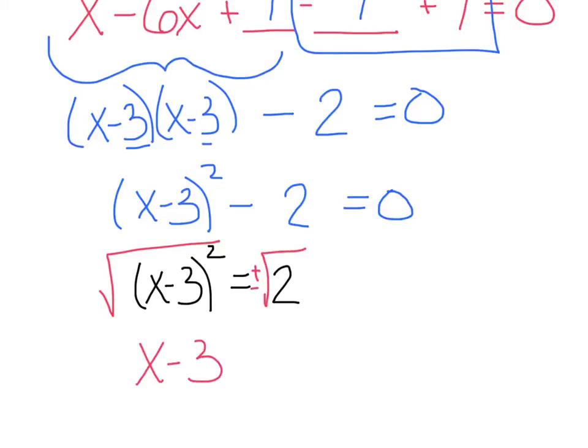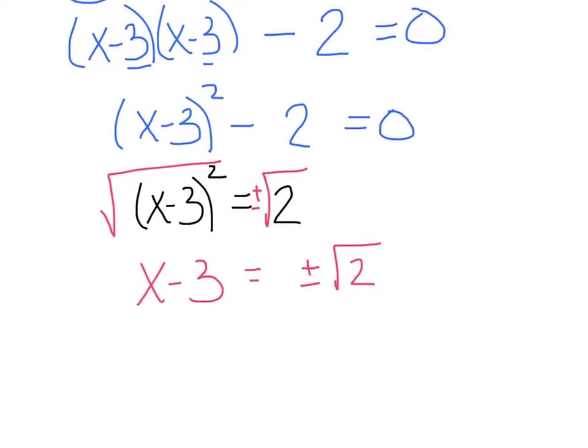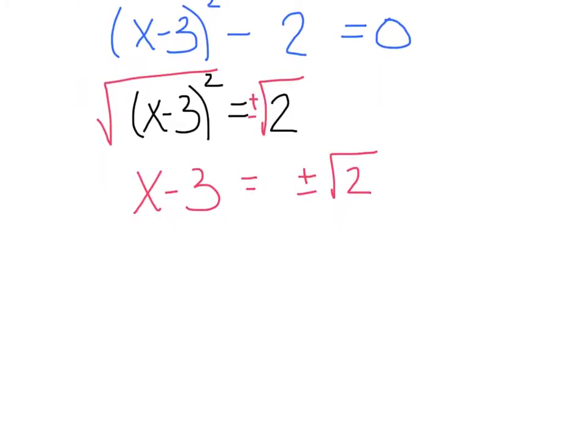x minus 3 equals plus or minus radical 2. Can you break your 2 down at all? Nope, it's simplified. So now we'll just add the 3 over. So I get x equals 3 plus or minus radical 2.